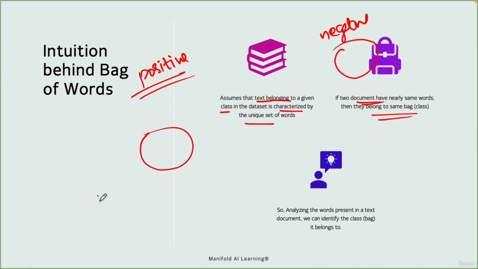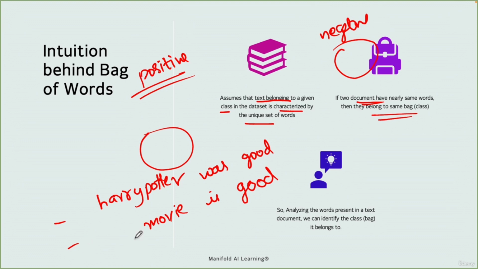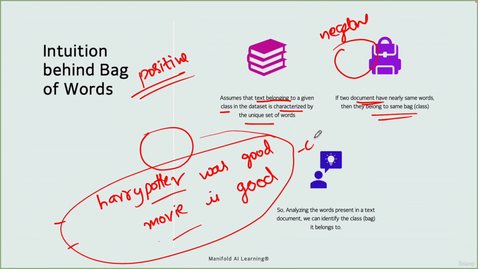Just take an example: "Harry Potter was good" and "Movie is good." If I've got two sentences like this, I can observe that both sentences have the same or similar words. So both sentences will belong to the same bag, in other words, the same class. In this scenario it's pretty visible: both sentences are positive reviews of the movie. So overall, by analyzing the words present in a given text corpus or document, we can identify the bag or class it would belong to. Hence, we call this the bag of words technique.